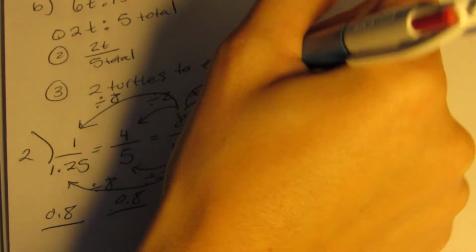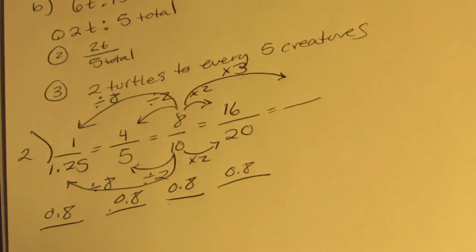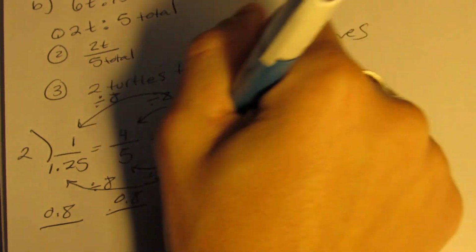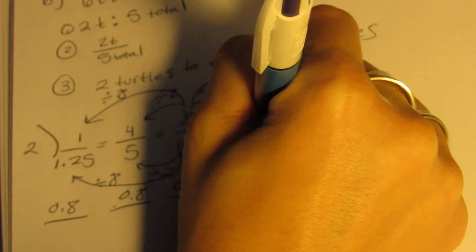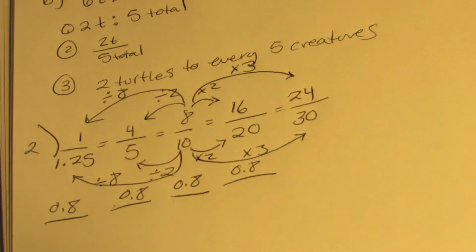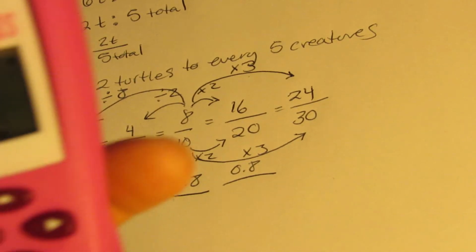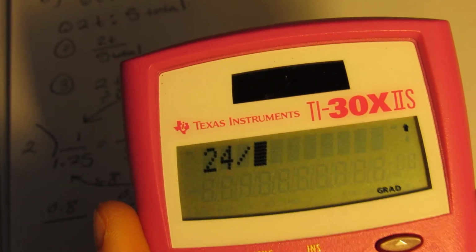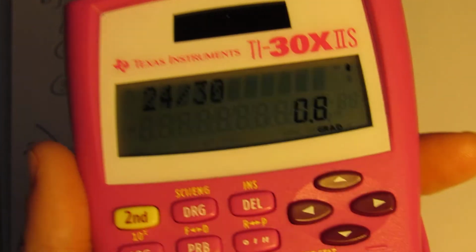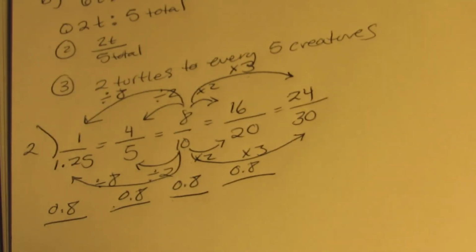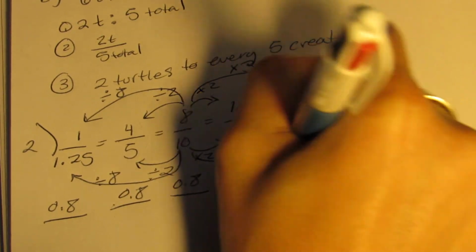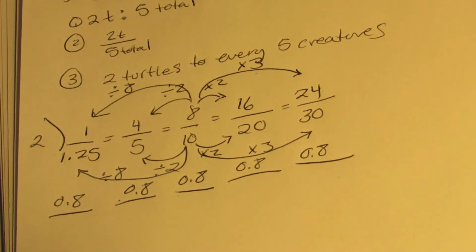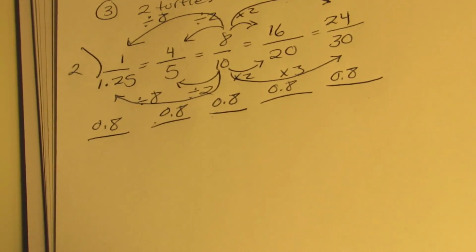I'm going to scale up by multiplying by 3. Okay, I know 8 times 3 gives me 24. If I do that for my denominator, I get 30. Now let's check that 24/30ths is equivalent to 8/10. So 24 divided by 30 does indeed give you 0.8. So that one is equivalent as well. Okay, so I gave you guys 5 equivalent fractions to 8/10. You can come up with thousands. Okay, let's go to number 3.